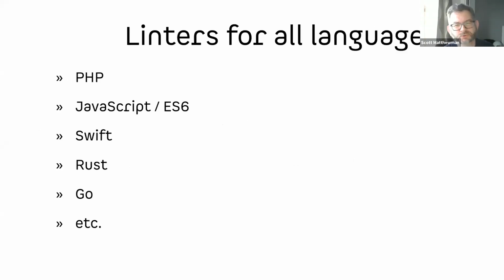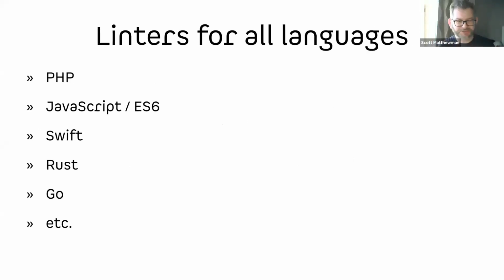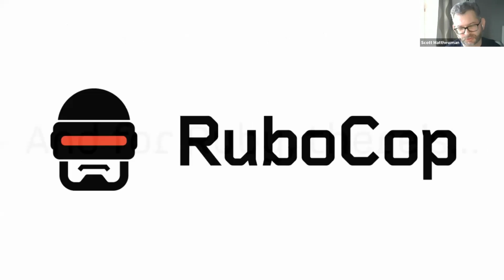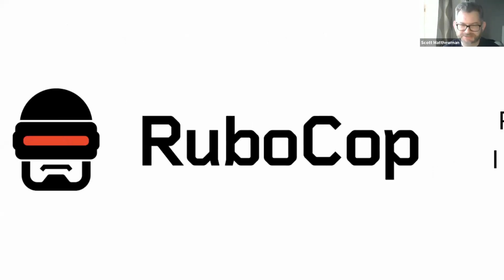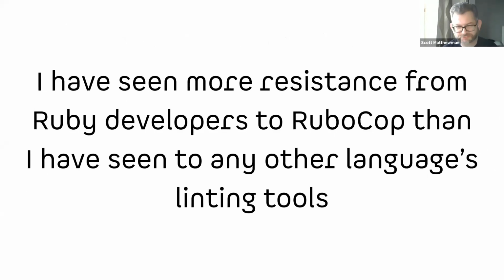Now, there are linters for all sorts of languages. Pretty much every modern language has some form of linter. And obviously for Ruby, there is the big one, which is RuboCop. Now, there is a big difference with RuboCop to all those others, and that is basically I have seen more resistance from Ruby developers to actually using RuboCop well than I've seen for any other developers using any other language.